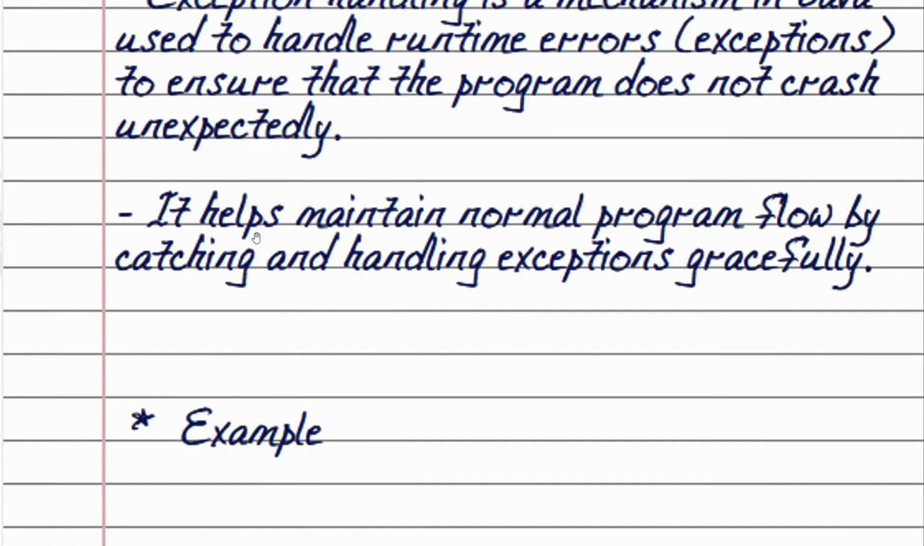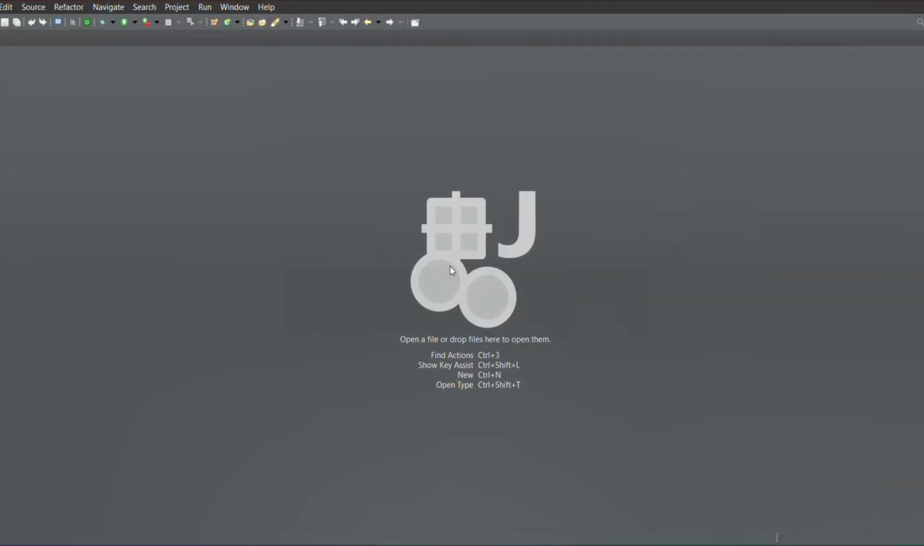Next, it helps maintain normal program flow by catching and handling exceptions gracefully. Exception handling is used to maintain our program flow by catching the exceptions and handling them very efficiently. So for that purpose we use exception handling. Let's see one example, so let's start with our practical session.